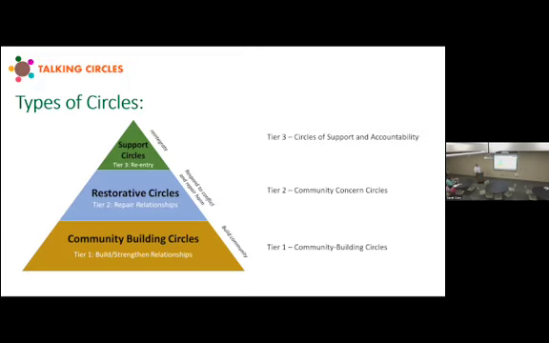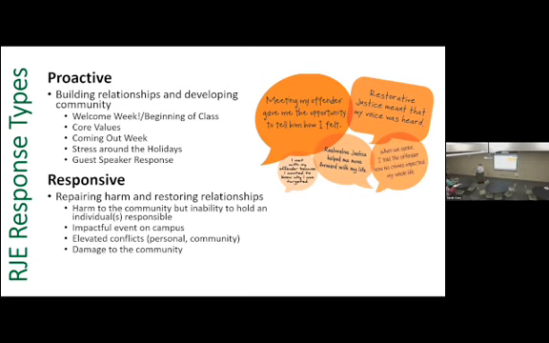The other aspect of this is there are different types of circles based on what you're trying to do: community, harm repair, or reintegration. There are also different types of circles in terms of whether you are being proactive. Are you doing this before something comes up or there's harm or conflict? Like I said, welcome week, core values, stress around the holidays. There's a guest speaker coming, it's coming out week. And so you're developing an opportunity to have people talk about their experiences. Or are you responding to something that took place and giving the community and its members an opportunity to share their experience? Both of these can be really great.